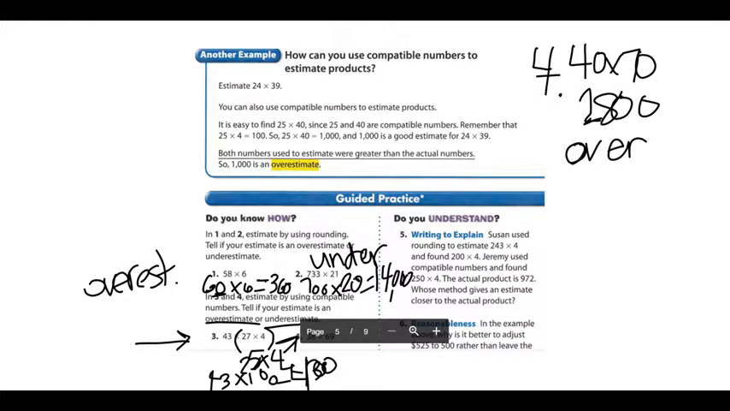You should have paused, and I rounded 38 to 40. I'm looking up here, and 69 to 70. So I got 2,800, which is an overestimate. Now for numbers 5 and 6, I want to see if you can solve those two problems on your own, or with your partner, before moving on to the independent practice. Do your best and good luck.